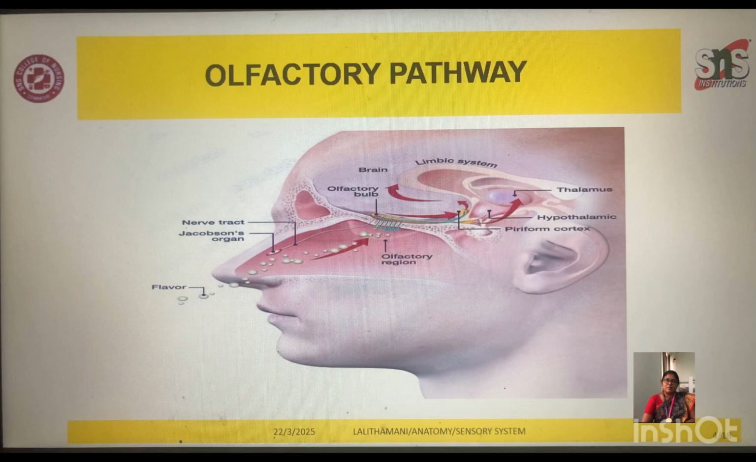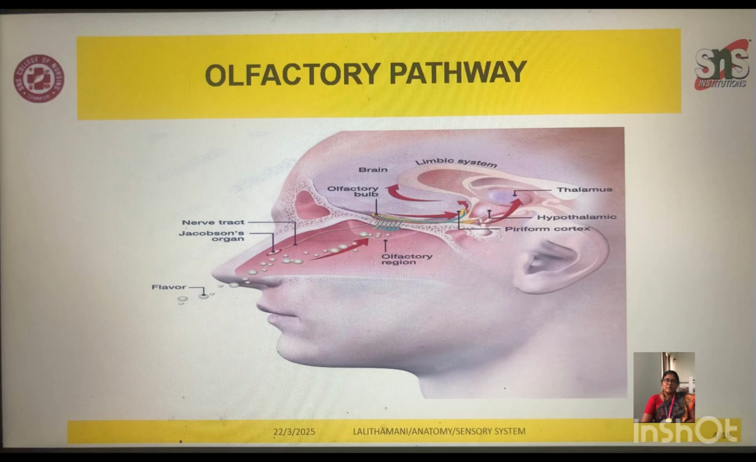In the picture you can see the flavor entering into the nose, and then the Jacobson's organ is initiated, and the nerve endings take up the stimuli as we have discussed. The olfactory receptors' fibers pierce through the cribriform plate of the ethmoid bone and enter the olfactory bulb. You can see the olfactory region where it is piercing the ethmoid bone and reaching the olfactory bulb.